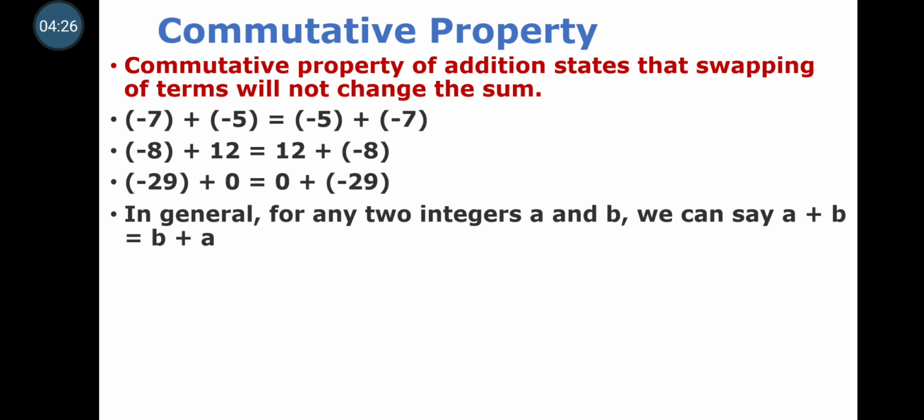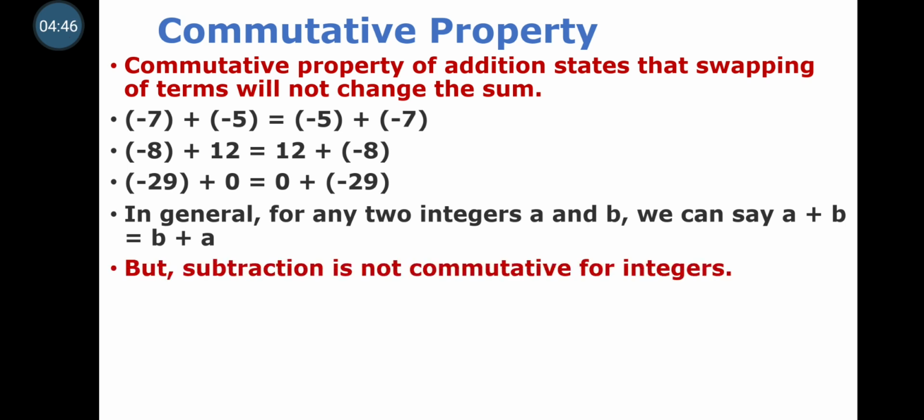In general, for any two integers a and b, we can say a plus b is equal to b plus a. So this general form you can easily understand. So a plus b is also equal to b plus a. Changing the order of the numbers is not going to affect the answer.